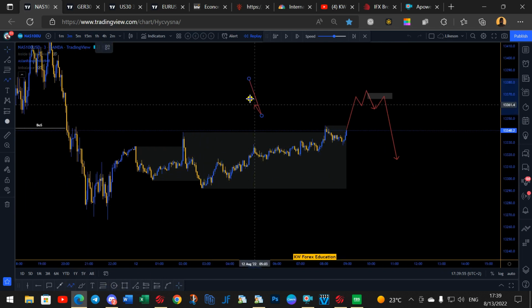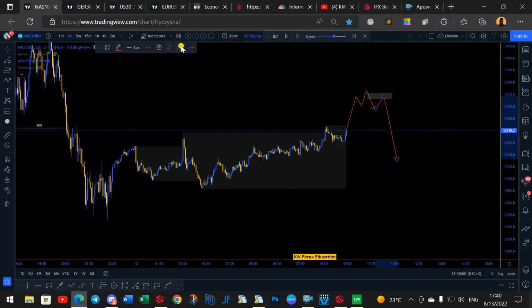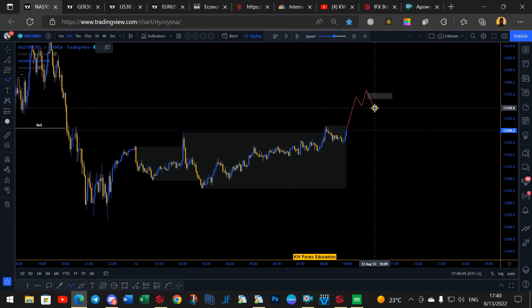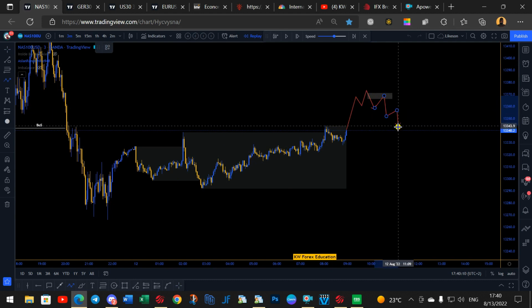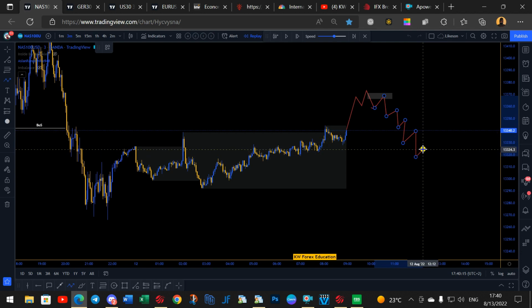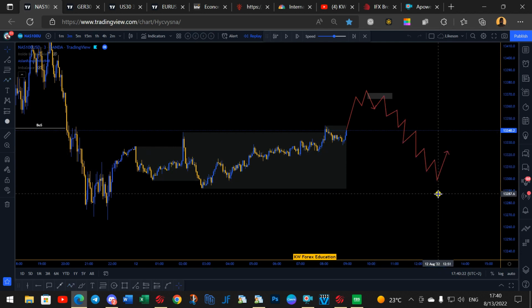Let me just delete this and this, sorry about that. Also, your target can be something like that. When you get a change of character here, you sell there, right? So price keeps going down. You don't really need to have a specific target sometimes. You can just ride the trend as it is going down, anywhere in the middle where you're going to get something like that, right?